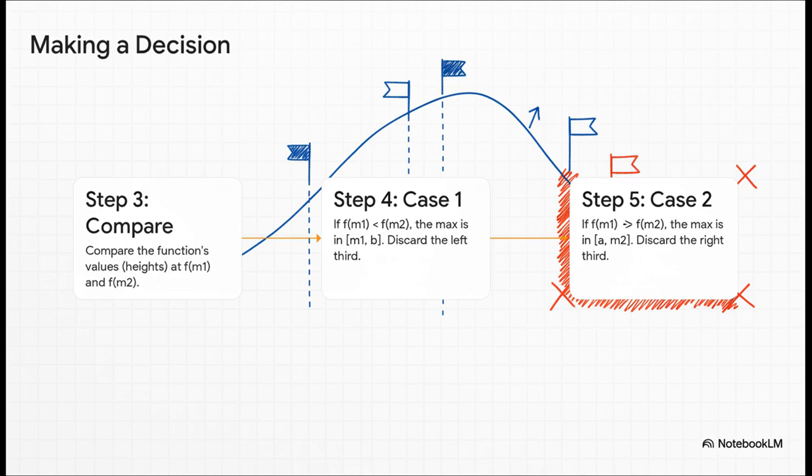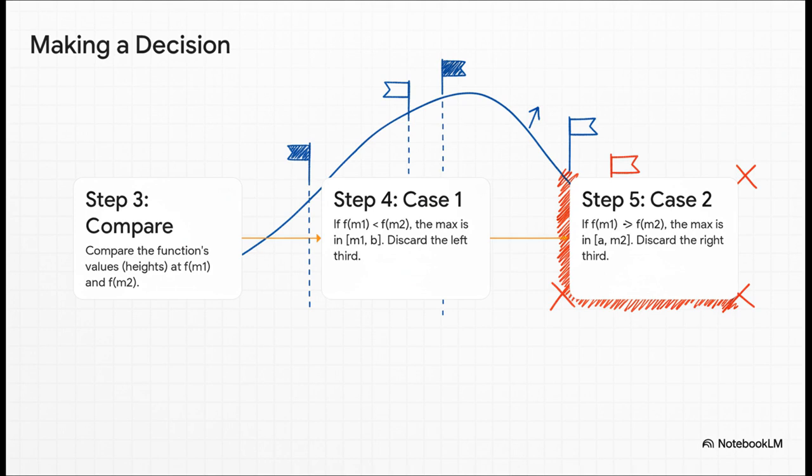Okay, now for the magic trick. You check the heights at your 2 flags. Let's say the height at M2 is greater than the height at M1. Well, that tells us the slope is still going up. The peak has to be somewhere to the right of M1. So we can just, poof, throw away that entire first third of our map. Gone. We know the peak isn't there.